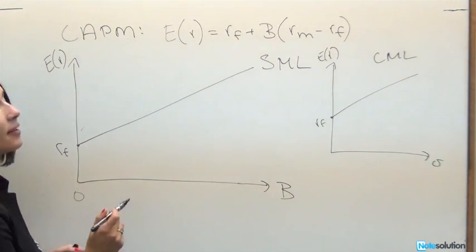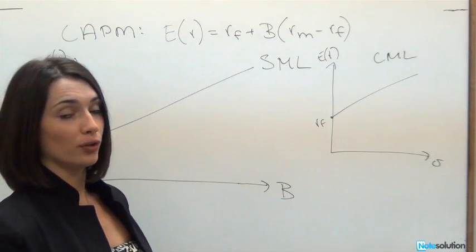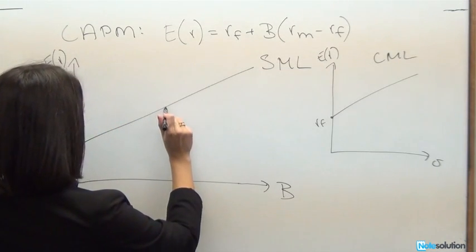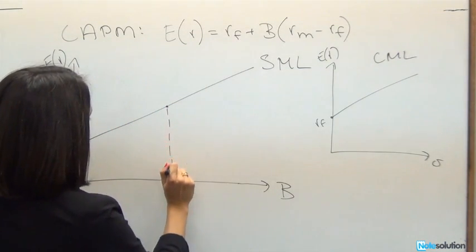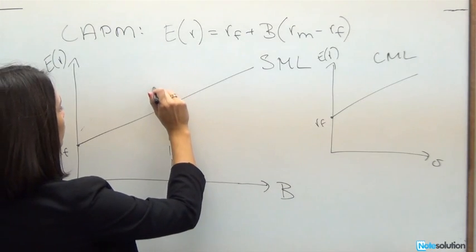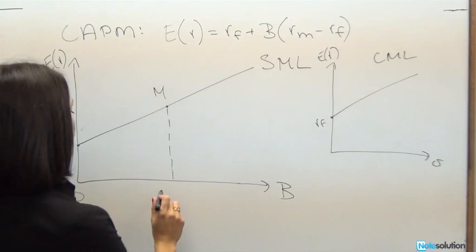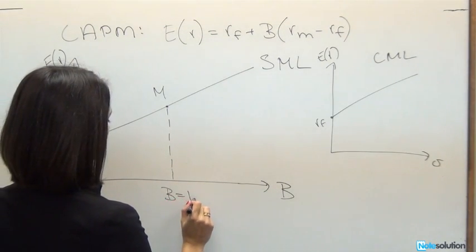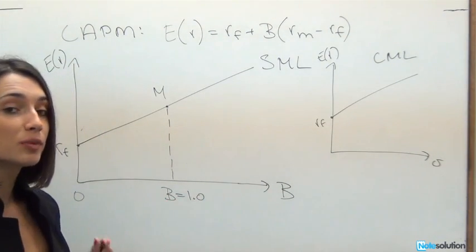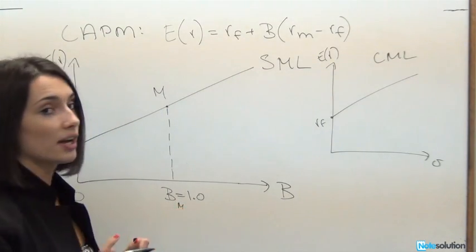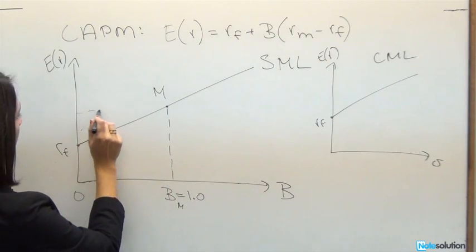Now that we got this, let's plot the market portfolio. And this is the single most important portfolio you're going to plot on the line. And you have to remember this. So what do you know about the market portfolio? This is your market portfolio. What do you know about it? Like I said previously, a market portfolio has a beta of 1. And you have to remember this.